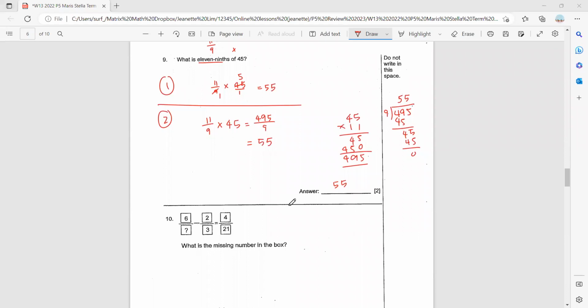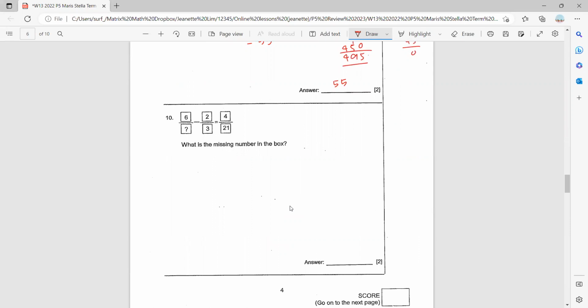Okay, question 10. Since you have 6 over something minus 2/3 to get 4 over 21, it means that if I add 2/3 to 4 over 21, I should get the fraction in front. So 4 over 21 plus 2/3, I need to change to over 21, so I times 7, times 7. This will give us 18 over 21.